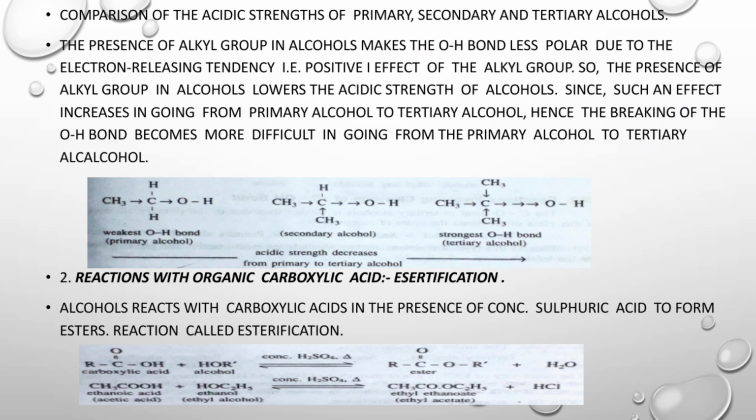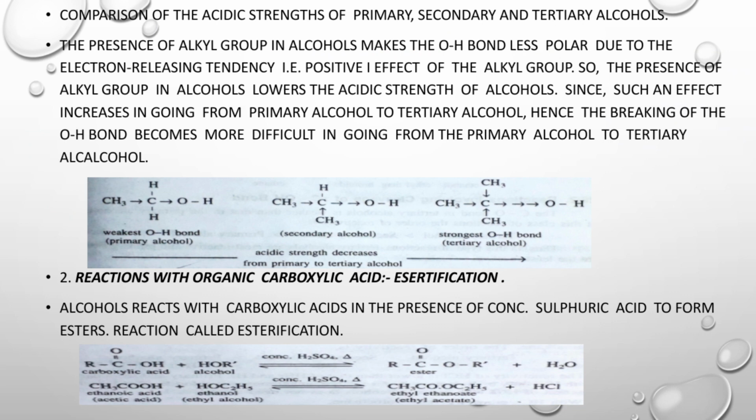And similarly, in primary alcohol, there is only one R group, that is alkyl group, that is electron releasing group. It forms positive I effect, and here the breaking down between oxygen and hydrogen bond is easier than that of tertiary alcohol and secondary alcohol.